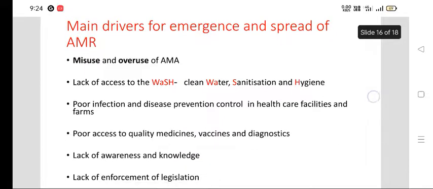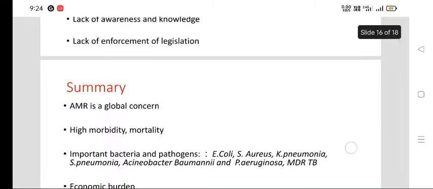Now, what are the main drivers for the emergence and spread of antimicrobial resistance? Misuse and overuse of antimicrobial agents, and lack of access to WASH. What is WASH? Clean water, sanitation, and hygiene. Also, poor infection and disease prevention and control in healthcare facilities and farms, poor access to quality medicines, vaccines, and diagnostics, lack of awareness and knowledge, and lack of enforcement of legislation.